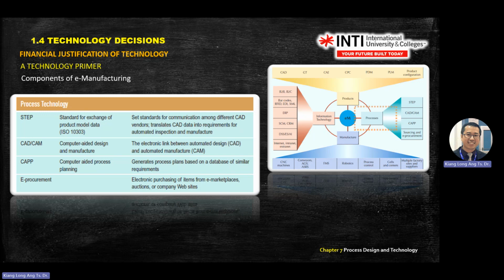Another one is e-procurement. E-procurement, this one is getting more and more important. As you can see, our government starts to, maybe your father or your family start doing business, they start to worry about the e-invoice things. Okay, this e-procurement.